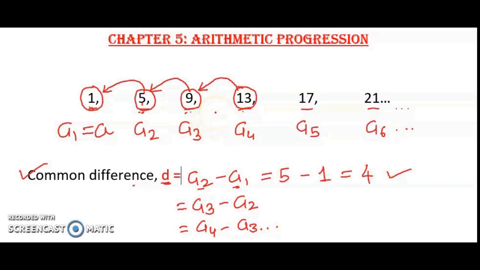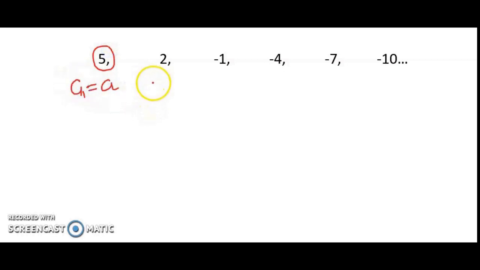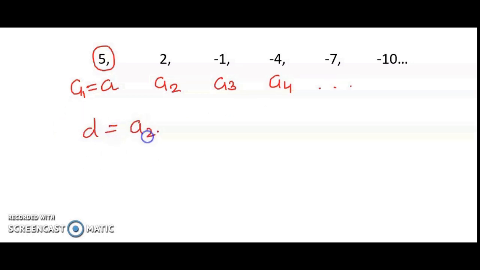Now let's see another example. See another series. This is the first term, represented by A1, or simply A. This is the second term, third term, fourth term, and so on. Here, if you want to find the common difference, you can use the formula A2 minus A1. So here A2 is 2 minus A1 is 5, so you'll get the common difference minus 3.